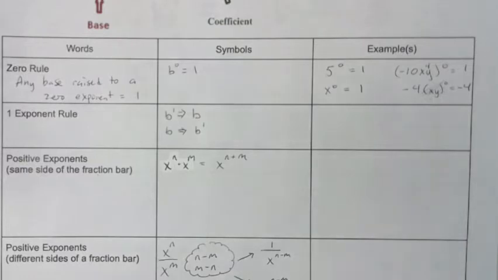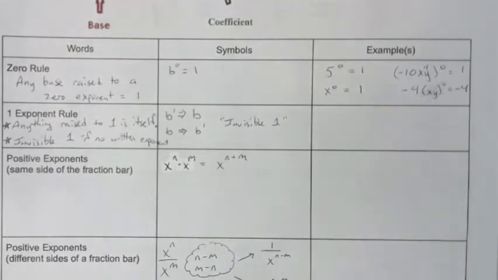The one exponent rule states that anything raised to the first power is itself. This works the other way too. It also states that if you have a number or variable without an exponent, there's the invisible one. We call this the invisible one rule. Given 5x raised to 1, I'm just left with itself, 5x.